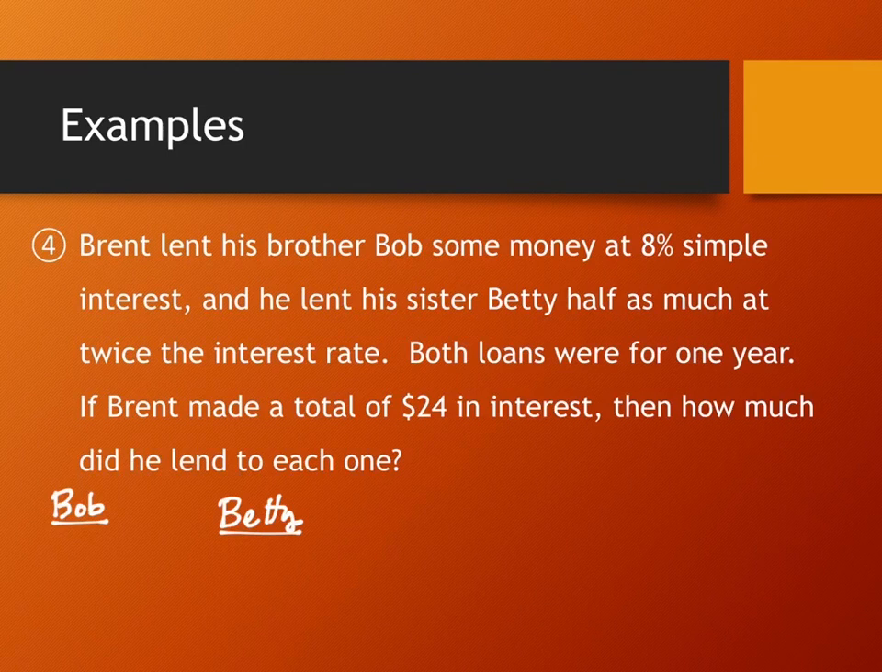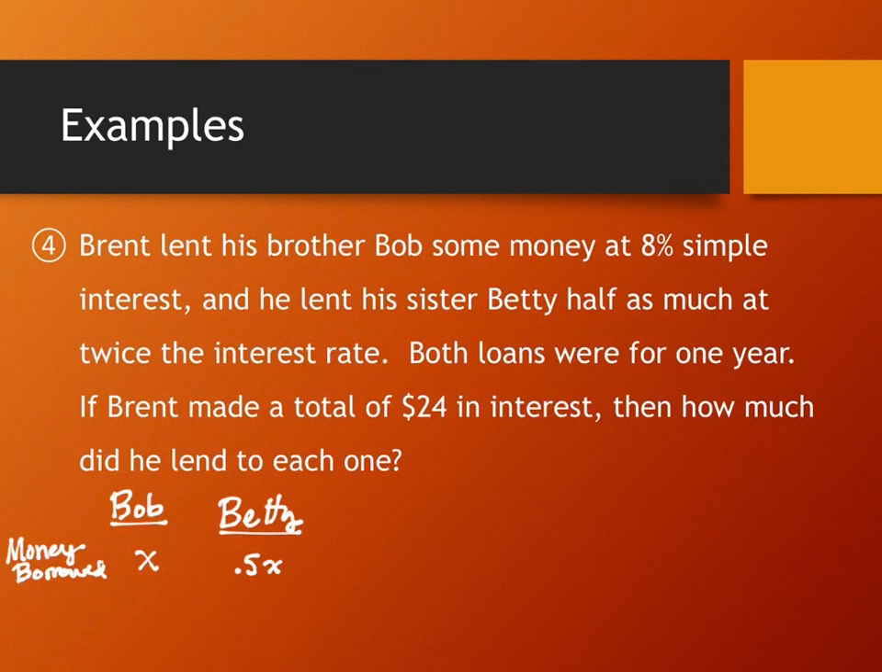So if we let Bob have, let me put this in here, this is the money borrowed. We don't know how much Bob gets to borrow, but let's call that X. It's an unknown quantity. You can call it whatever letter you want. I chose X. How much will Betty get to borrow compared to Bob? Half X. You can use decimals or fractions, 0.5X or 1/2 X. That's how much money she gets to borrow compared to Bob.